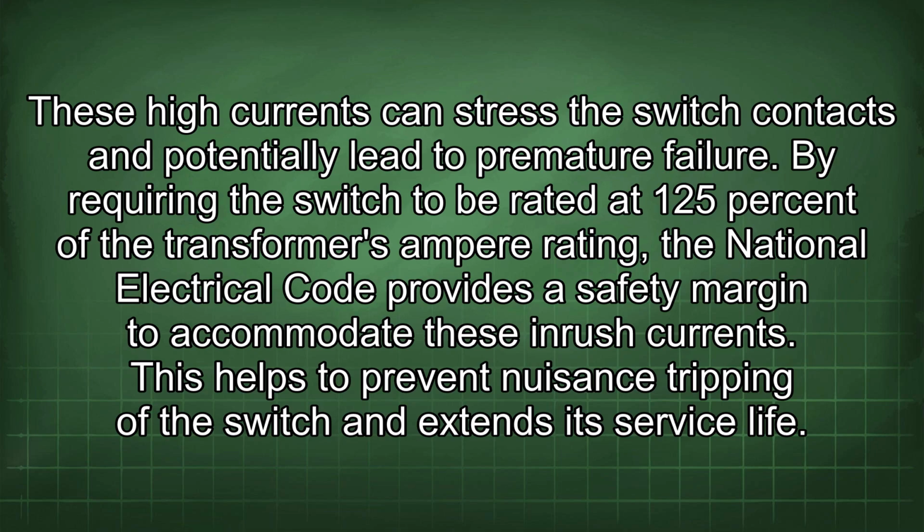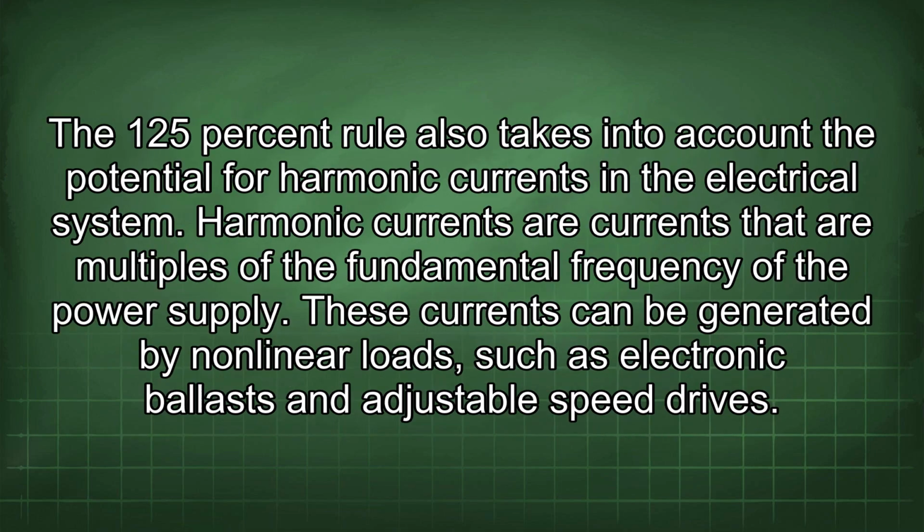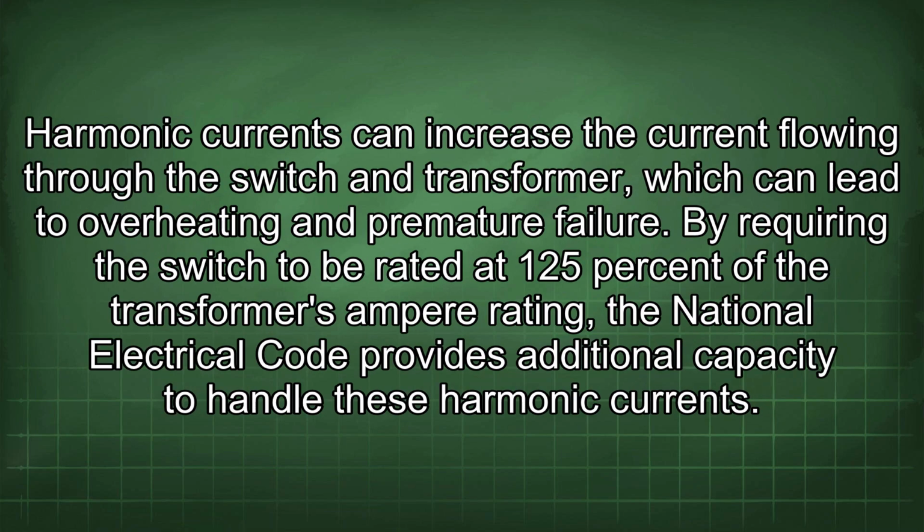This helps to prevent nuisance tripping of the switch and extends its service life. The 125% rule also takes into account the potential for harmonic currents in the electrical system. Harmonic currents are currents that are multiples of the fundamental frequency of the power supply. These currents can be generated by nonlinear loads such as electronic ballast and adjustable speed drives. Harmonic currents can increase the current flowing through the switch and transformer, which can lead to overheating and premature failure.